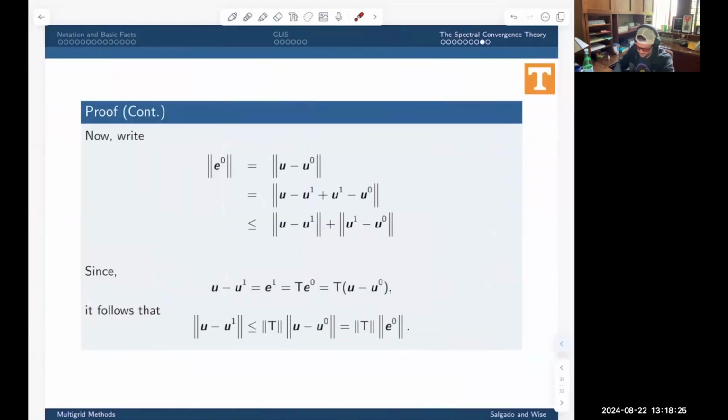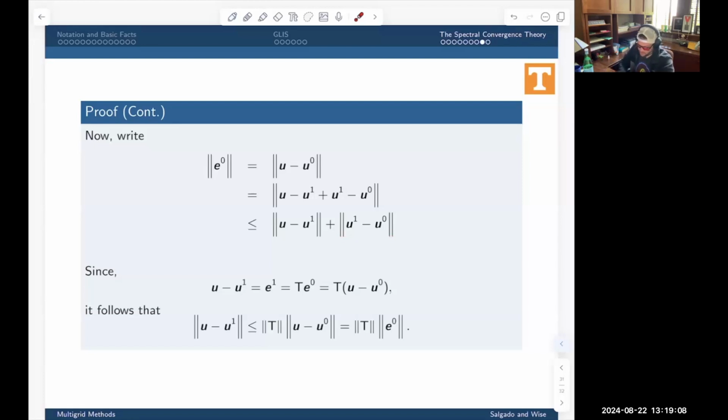Let's see if I can stop talking and start proving this. All right, so E0, let's think about how E0 is defined. E0 is U minus U0 by definition. Let's add and subtract U1. If I add and subtract U1 and use the triangle inequality for norms, remember this is any vector norm that I want to use, any vector norm at all, this gives U minus U1, that's called E1, and U1 minus U0, that's the thing that we think is going to appear in the right-hand side. So let's put that off to the side for a second.